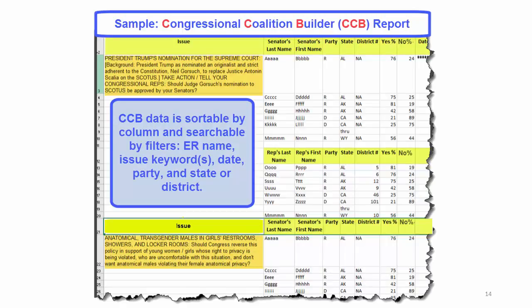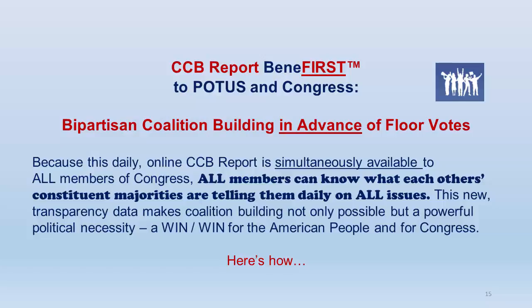This is a sample of the CCB report. CCB data is sortable by column and searchable by filters, ER name, issue keywords, date, party, and state or district. CCB report BeneFIRSTS to POTUS and Congress. Bipartisan coalition building in advance of floor votes.